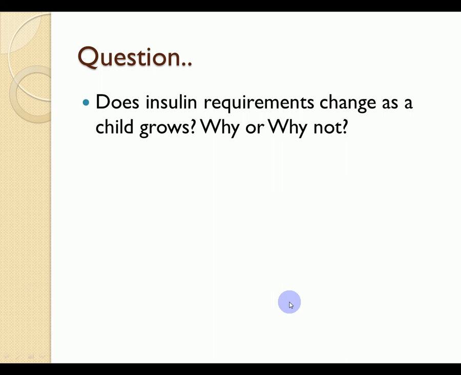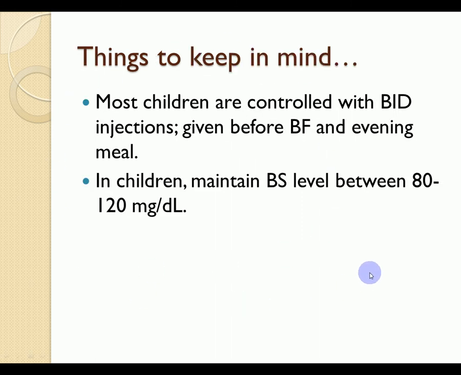So does insulin requirements change as a child grows? Why or why not? And the answer again was yes, and we talked about that because of fluctuations in their hormone levels as they're growing. Things to keep in mind. Most children are controlled with BID injections given before breakfast and in the evening meal. In children, we want to maintain blood sugar levels between 80 and 120 as our goal.